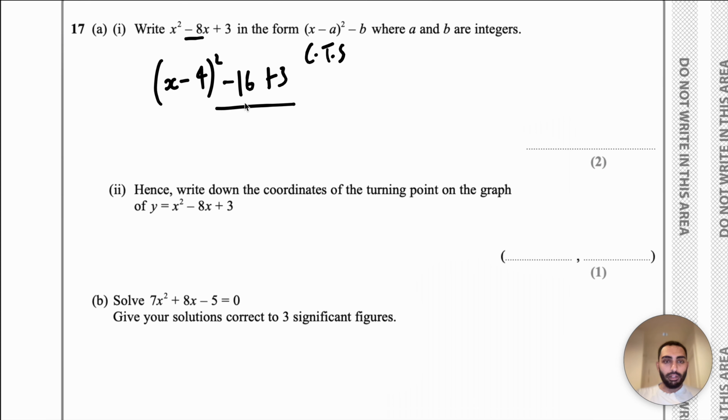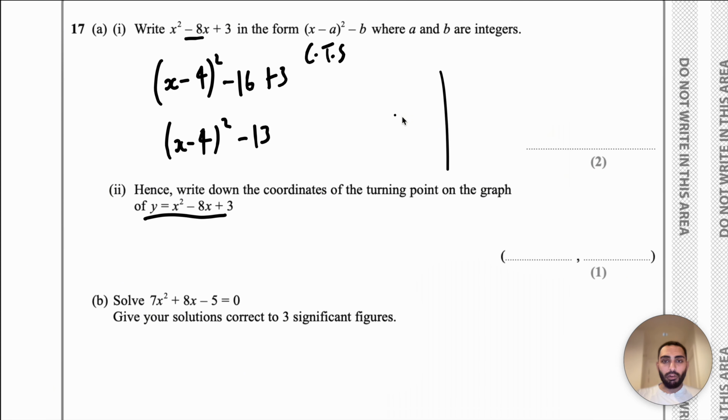We're just going to clean up this little bit. So we've still got x minus 4 in brackets squared. Minus 16 and 3 would be minus 13. So that's my final answer. And if you did expand this out, you would get that. Hence, write down the coordinates of the turning point on the graph y equals x squared minus 8x plus 3. And if you look, this is part 2 of a 2-part question. So it's going to refer to this part, this expression.